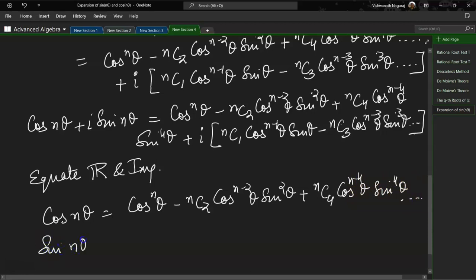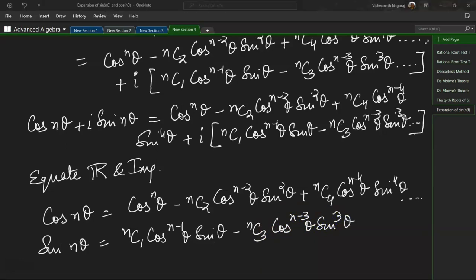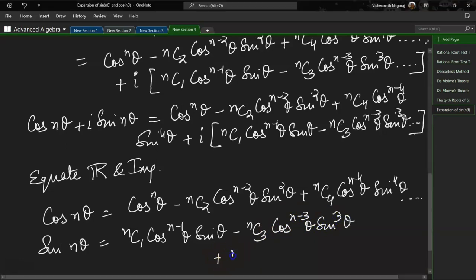Similarly, sin nθ would be nC1 cos^(n-1) θ sin θ minus nC3 cos^(n-3) θ sin^3 θ. And if we take the next term as well, we will end up with nC5 cos^(n-5) θ sin^5 θ, and so on.